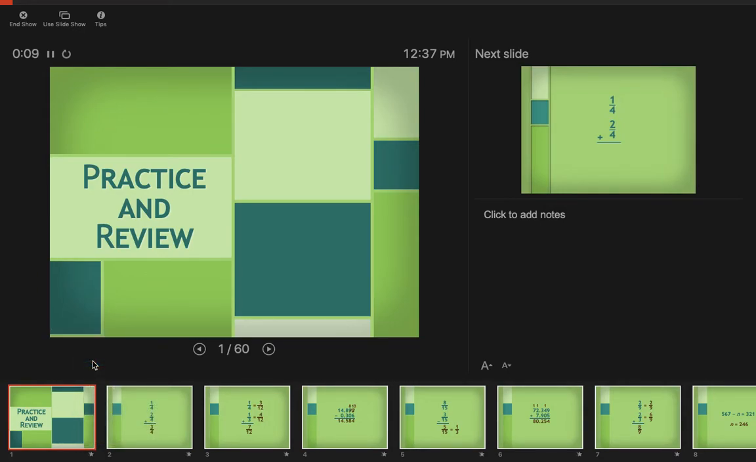Here we go. We are starting chapter number 12. We are talking about fractions, multiplication, and division. Before we get into the lesson, let's first just do a little bit of practice and review.